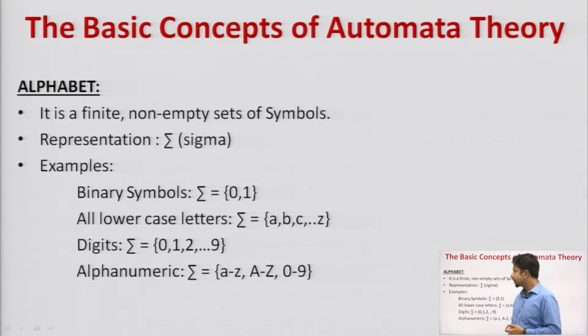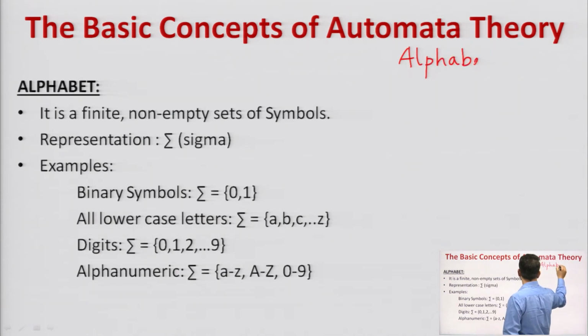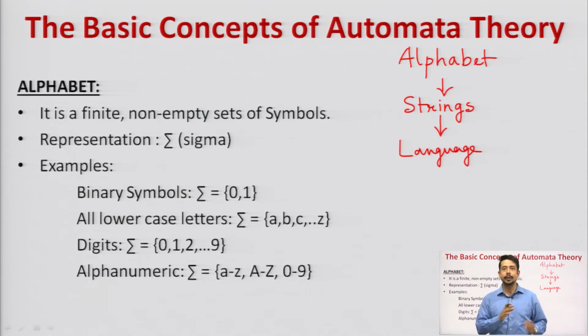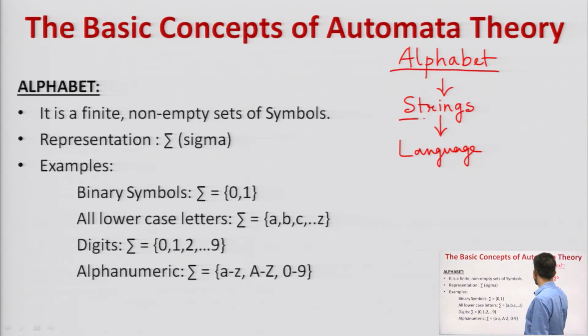The first thing you need to learn, and I am giving you the hierarchy, is alphabet. Then you need to learn strings. Then you need to learn language. These are the three things you need to put in your brain, because you will be using them again and again to design a machine. First, let us discuss alphabet and strings, and then language.